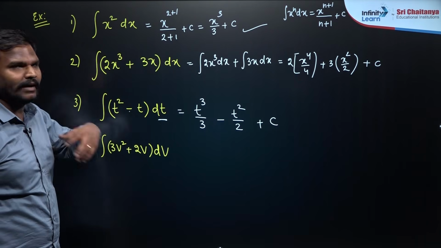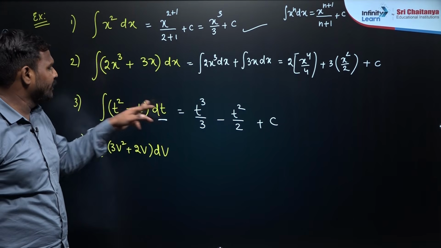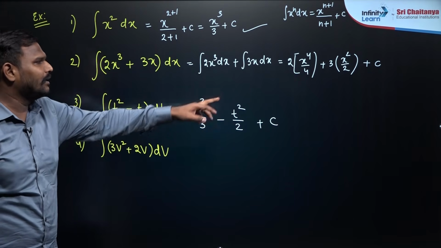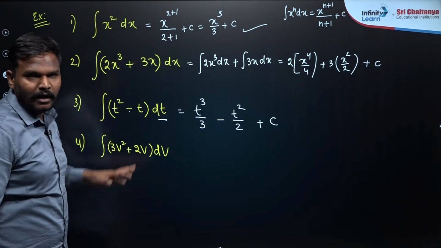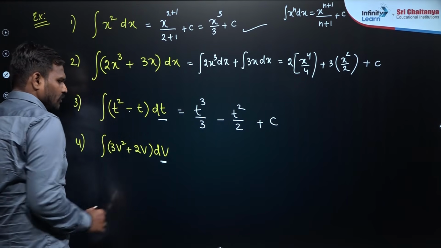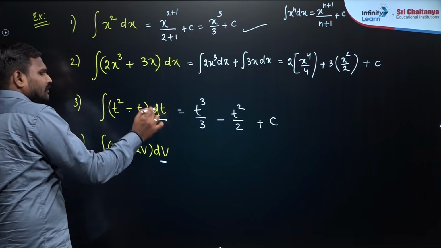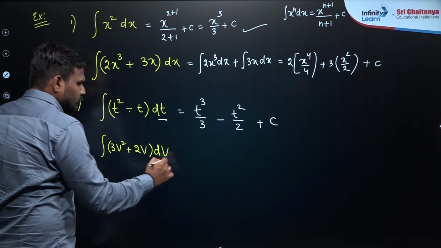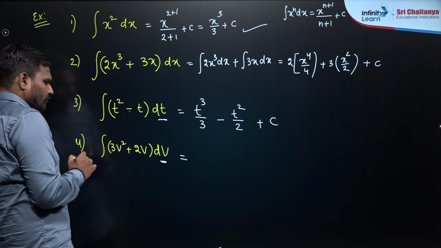I tried to reduce one step. Directly in the mind, I have calculated integral of u dt, v dt, then the direct last step I have put here. I hope you understood. Next, in this question, v is the variable. Like this is displacement, this is time, this is velocity, like that. So we are integrating velocity.